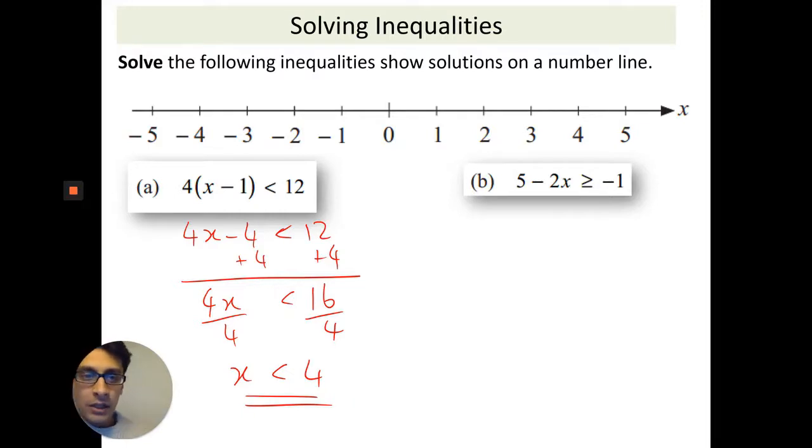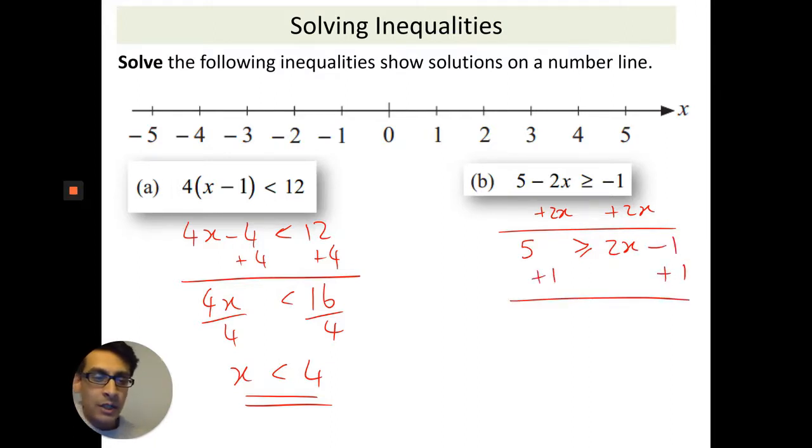The second thing we're looking at is the one on the right. We're going to add 2x to both sides, so we want to keep that positive. So it's 5 is greater than or equal to 2x minus 1. We're going to add 1 to both sides, just like an equation. So this becomes 6 is greater than or equal to 2x, and then we divide by 2. So this becomes 3 is greater than or equal to x.